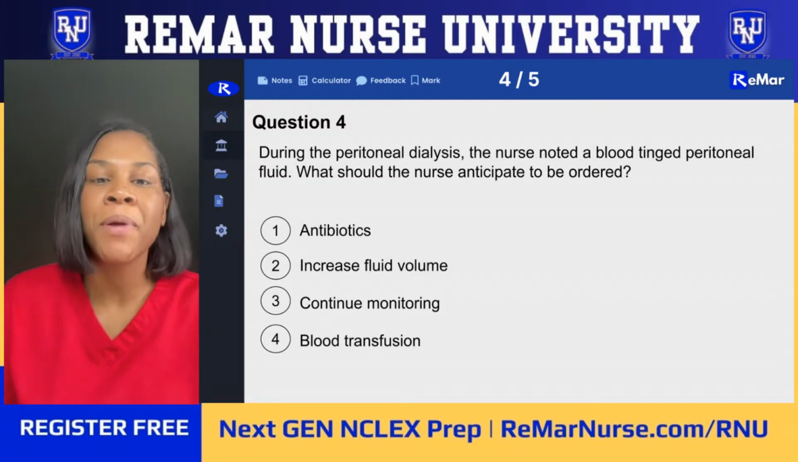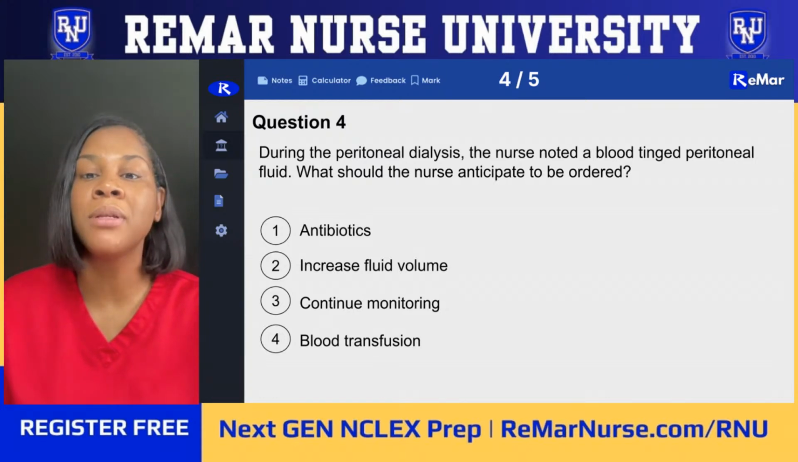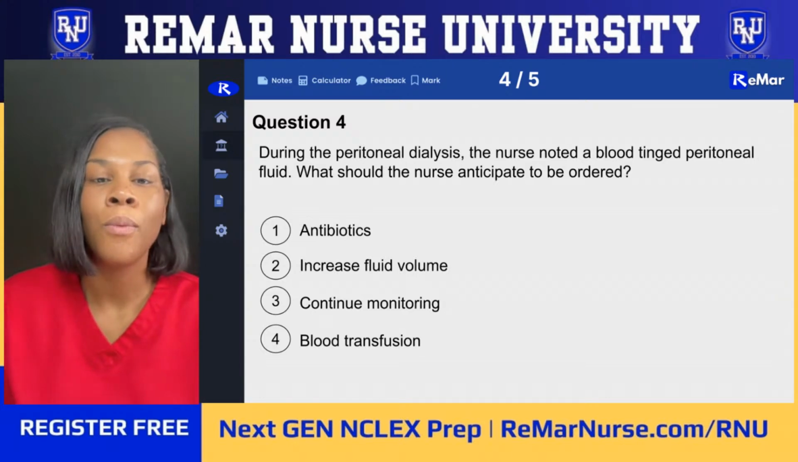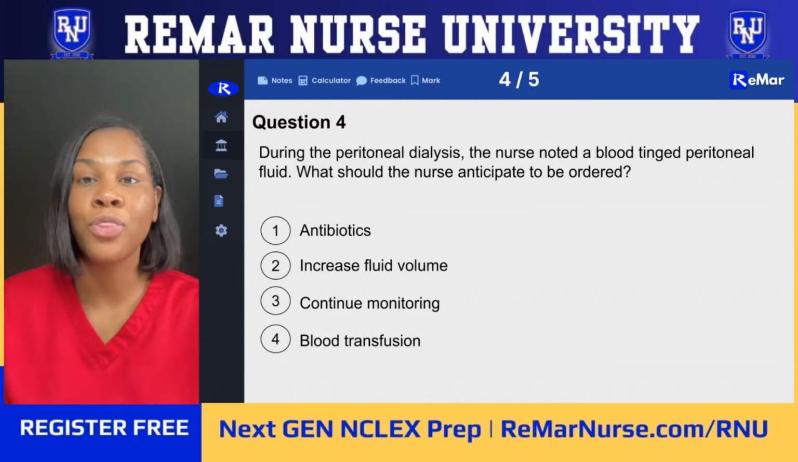Okay. During peritoneal dialysis, this is question number 4. During peritoneal dialysis, the nurse noted a blood-tinged peritoneal fluid. What should the nurse anticipate to be ordered? Number 1, antibiotics. 2, increase fluid volume. 3, continue monitoring. Or 4, blood transfusion. What do we say here?